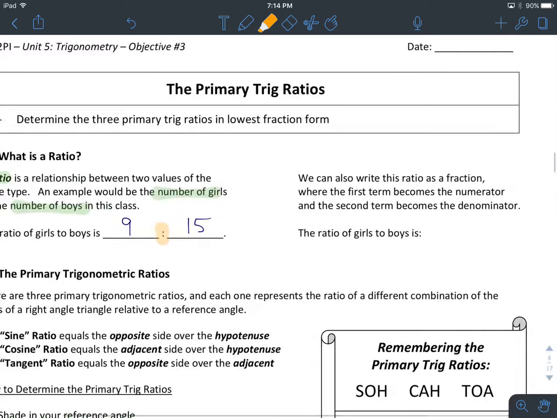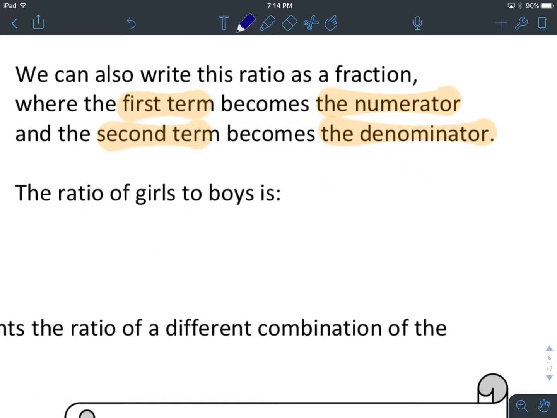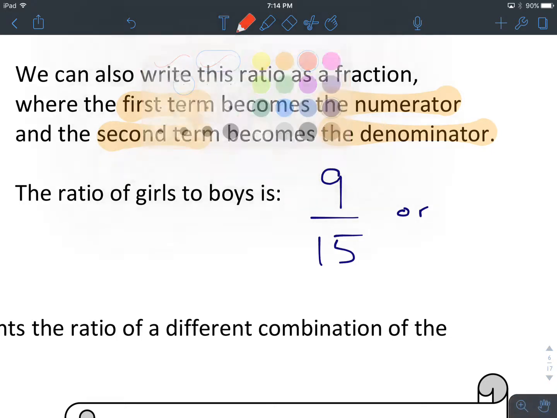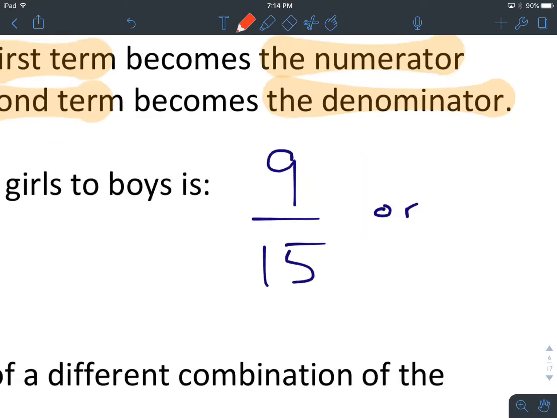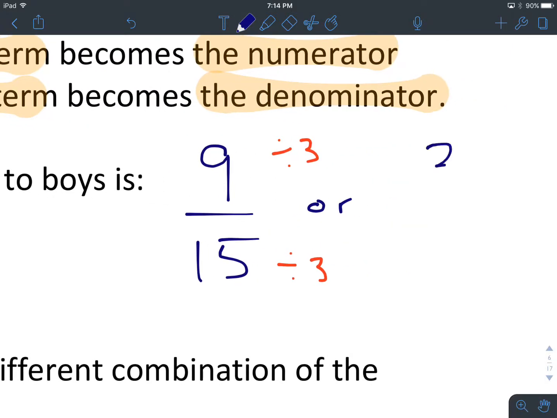Another way to write a ratio, and this is what comes into play today in our lesson, is as a fraction, where our first term becomes the numerator and the second term becomes the denominator. So if we were to use that same ratio of girls to boys, the ratio of girls to boys in our class would be 9 to 15. Or, if we were to write this in lowest fraction form, here's a way to do it: if you have your factor chart with you, you're going to look for the largest factor that is common to both 9 and 15. In this case, that factor is 3. So if we divide both the numerator and the denominator by 3, we're going to arrive at an equivalent lowest form fraction, which in this case would be 3/5.